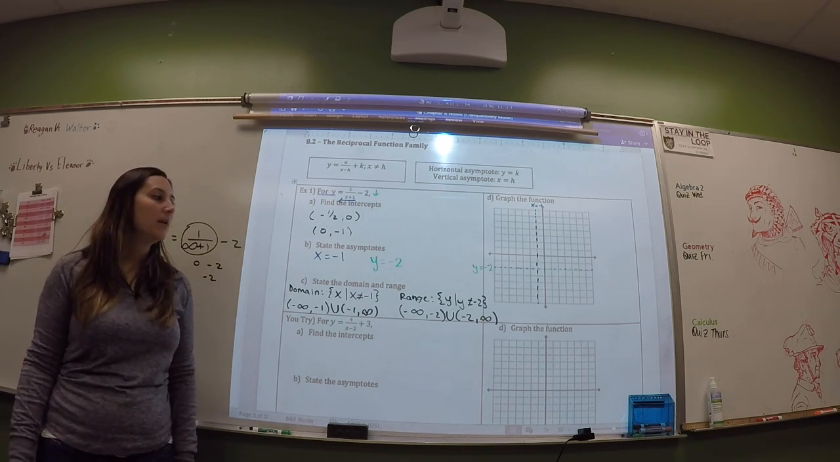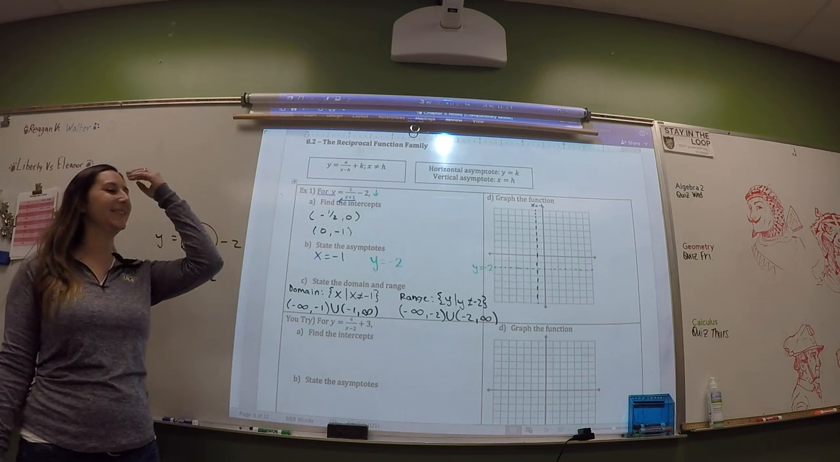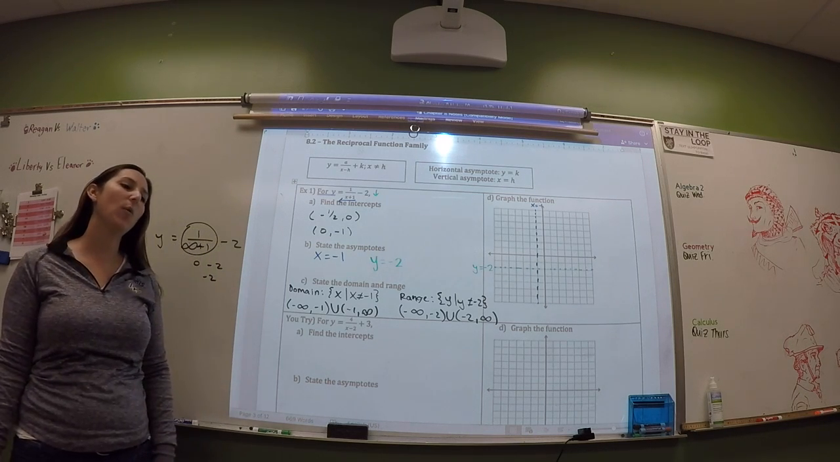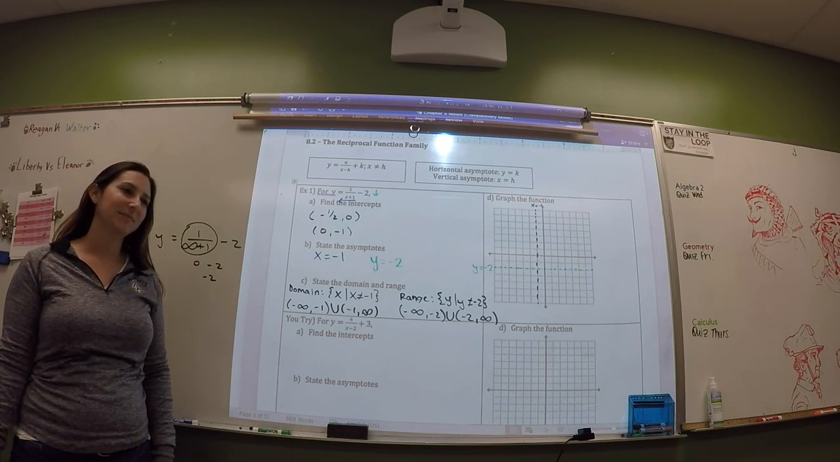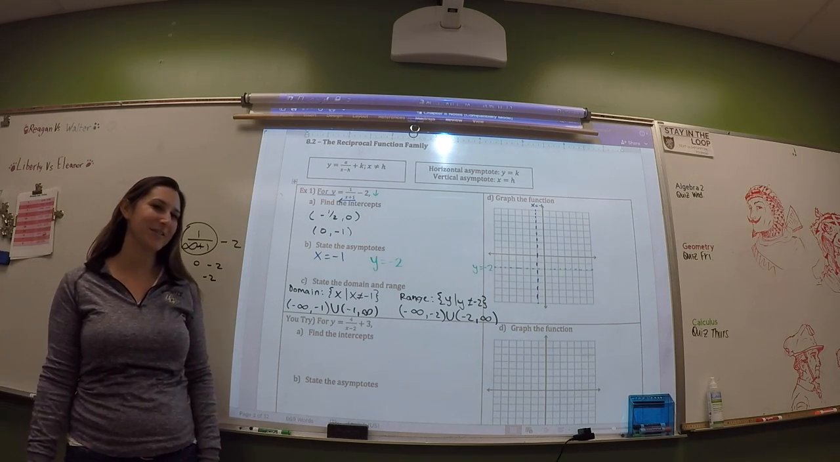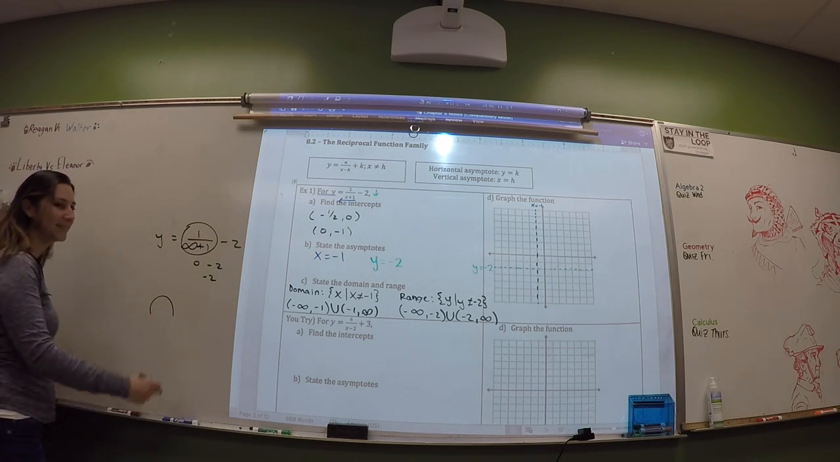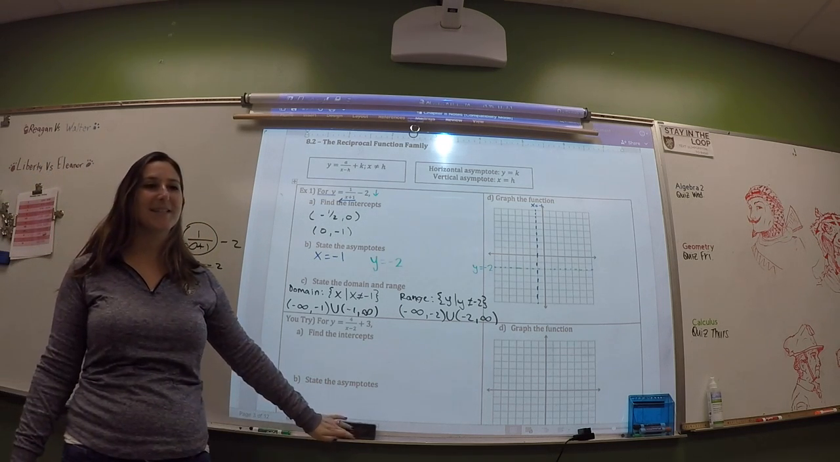Negative infinity to negative 2, union, negative 2 to infinity. Negative 2 universal. Negative 2 umbrella. No, umbrella is different. Umbrella is a different symbol. Is it actually a thing? Yes, it's like the opposite.